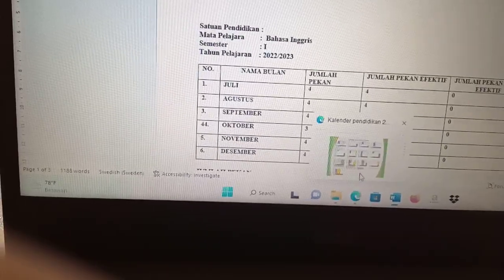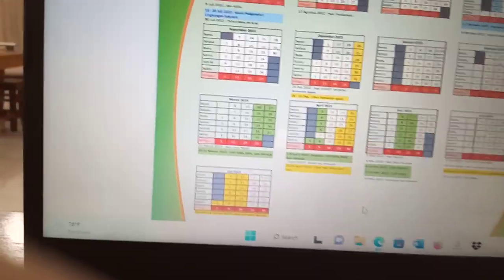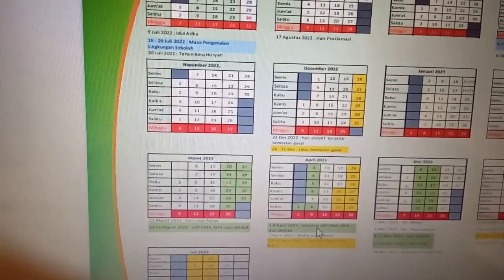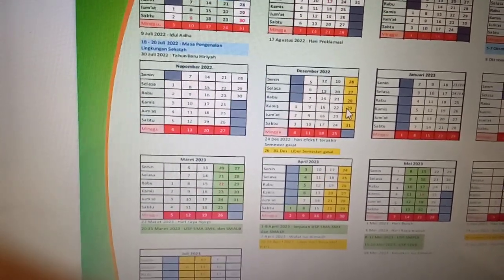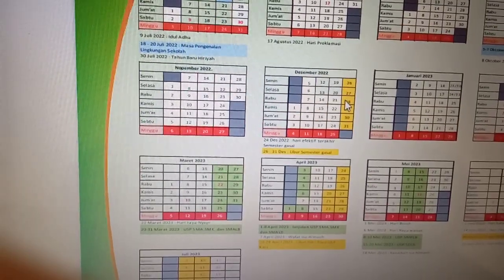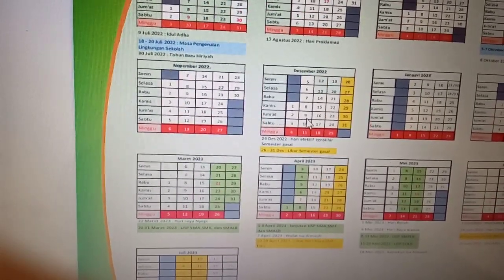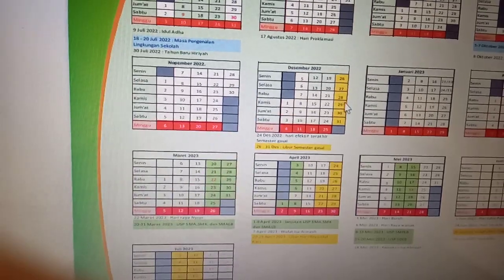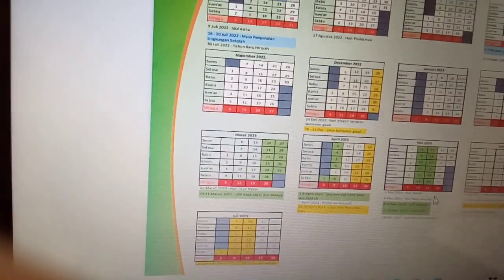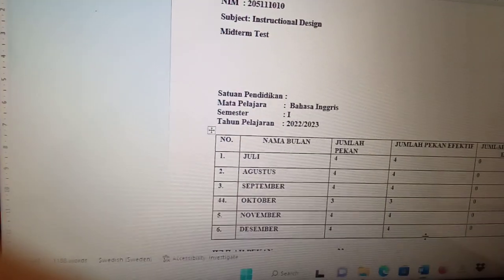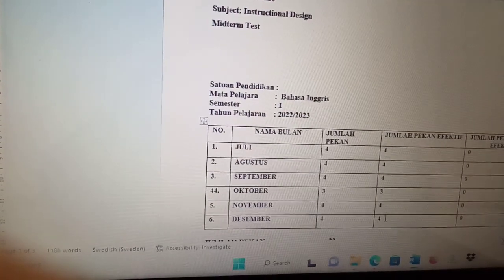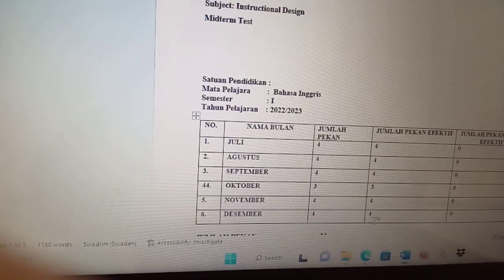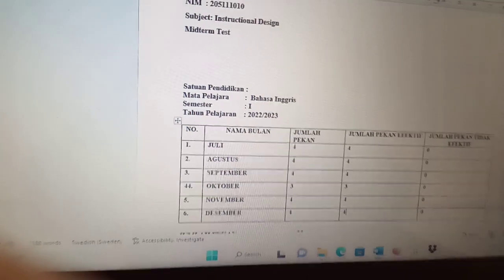Then let us go to December. December, as you can see here, there are 1, 2, 3, 4 weeks, with 3 effective weeks. So we write it down: 4 minus 4 equals 0.